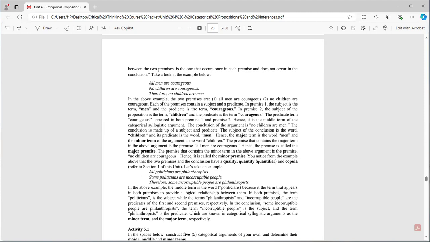So you move from the quantity of the second premise, add the part of the second premise that is not common, that is not found in the first premise. And then when you do that, that will now become your subject term. And then the part of the first premise that is not in the second premise will become your predicate term. All politicians are philanthropists. Some politicians are incorruptible people. Therefore, some incorruptible people are philanthropists.